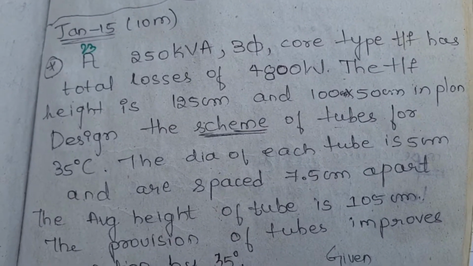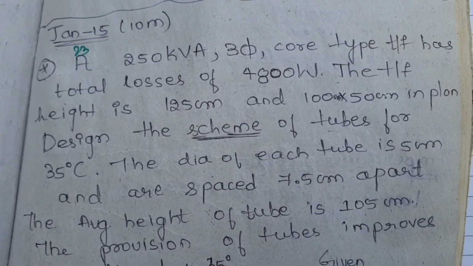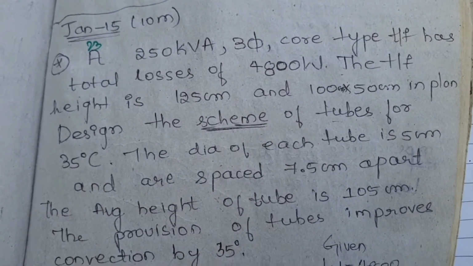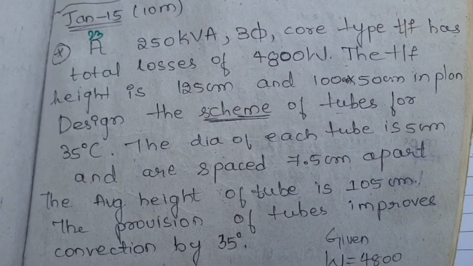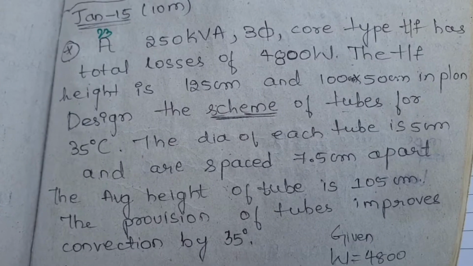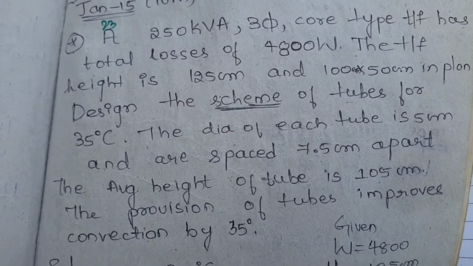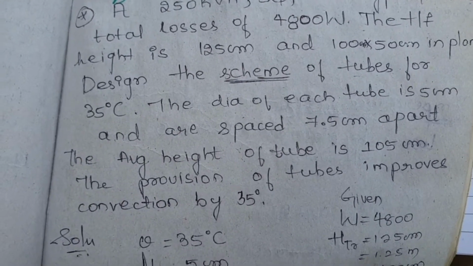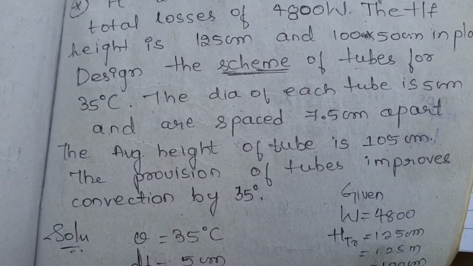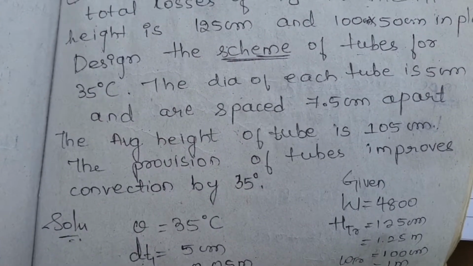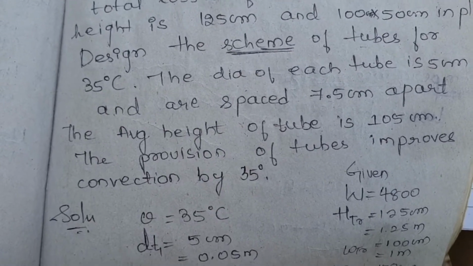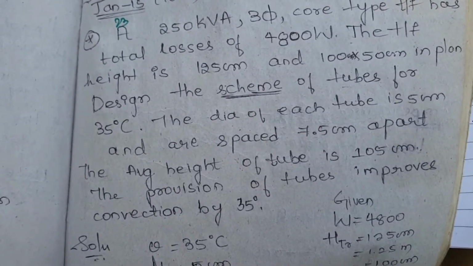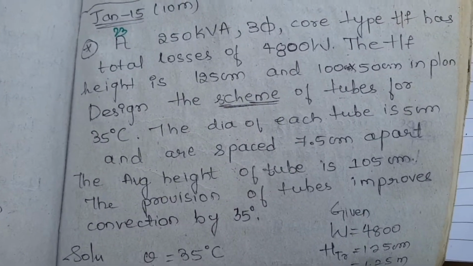Note down the numerical. A 250 kVA, 3-phase core type transformer has total losses of 4800 watts. The transformer height is 125 centimeter and 100 centimeter by 50 centimeter in plan. Design the scheme of tubes for 35 degrees Celsius. The diameter of each tube is 5 centimeter and they are spaced 7.5 centimeter apart. The average height of cooling tube is 105 centimeter. The provision of tubes improved convection by 35%.